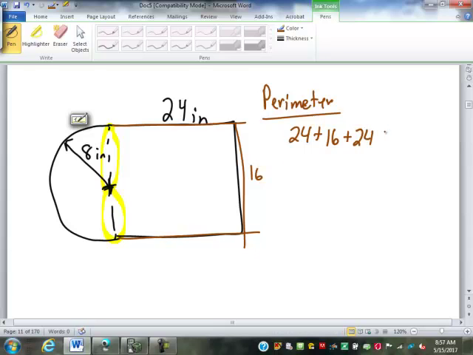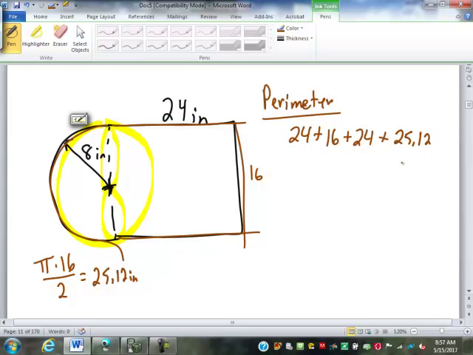24 again. Plus, then we've got the arc of this circle. How do we find that? Pi times diameter, which would be 16. That would find us the circumference of a full circle, right? So we divide by 2. So that gives us 25.12. So we add 25.12 here.